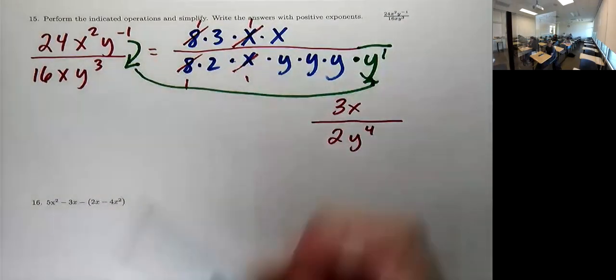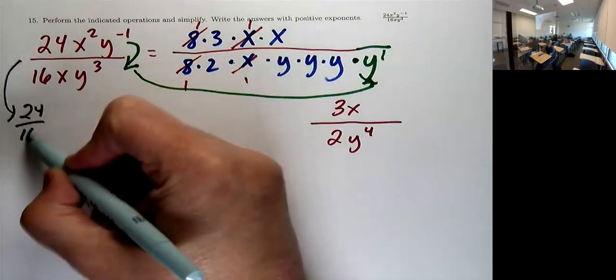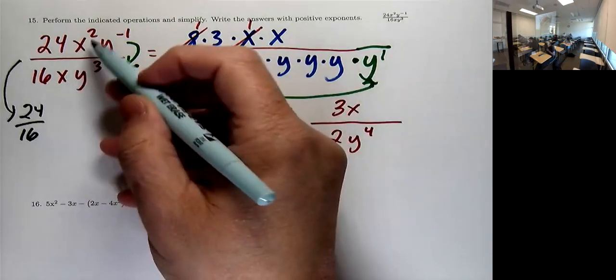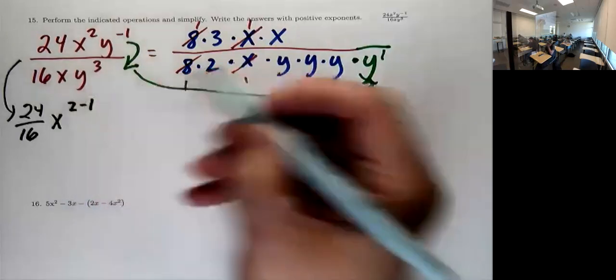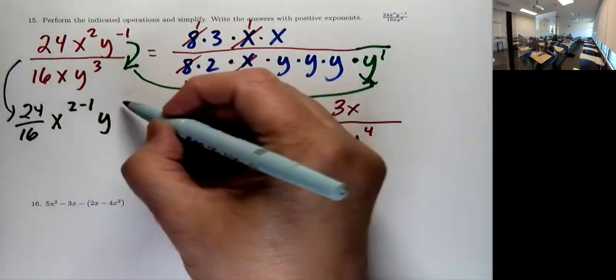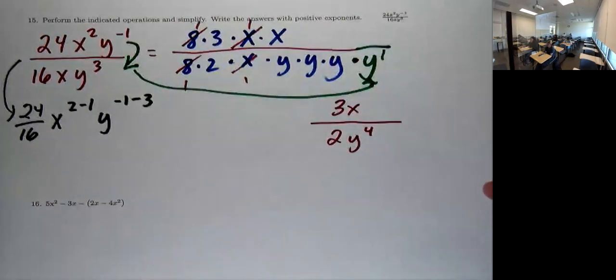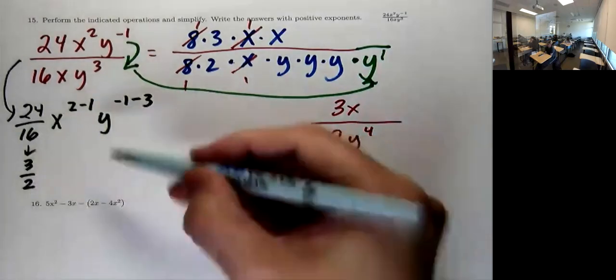Another way to go about doing this is with the exponents. You still got to do the 24/16 the same way. But when we have variables divided by each other, we can subtract the exponent on the bottom from the exponent on the top. This we already showed how to simplify to get 3 over 2.